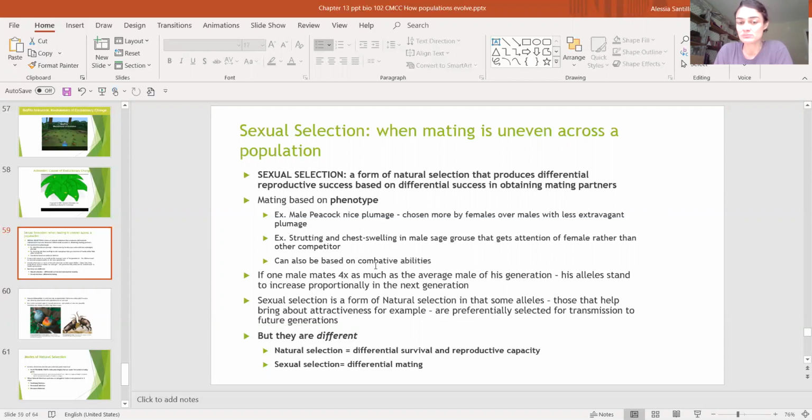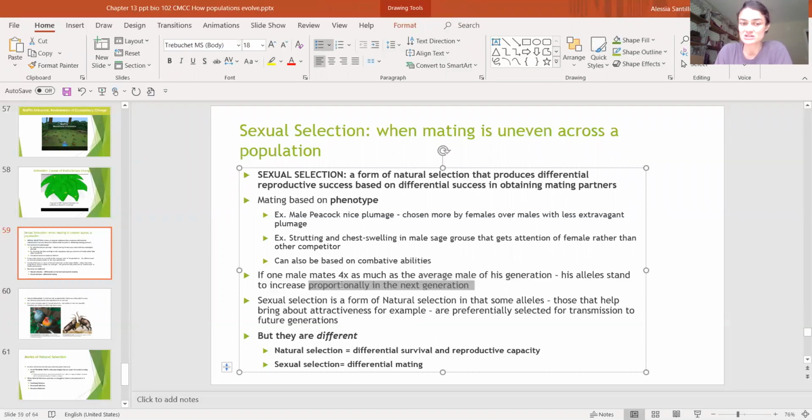If one male mates 4 times as much as the average male of his generation, his alleles tend to increase proportionally in the next generation. Again, those alleles aren't necessarily good, just like my example of the peacock. Sexual selection is a form of natural selection in that some alleles, those that help bring about attractiveness, for example, are preferentially selected. However, it doesn't help with any of the other genes.